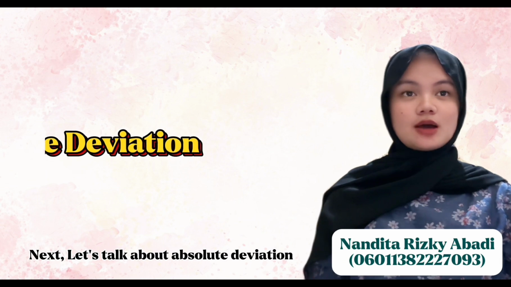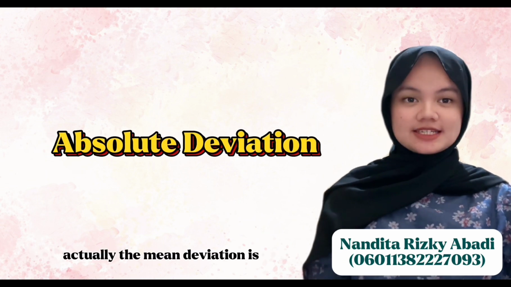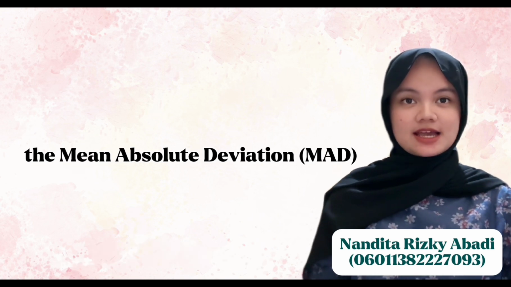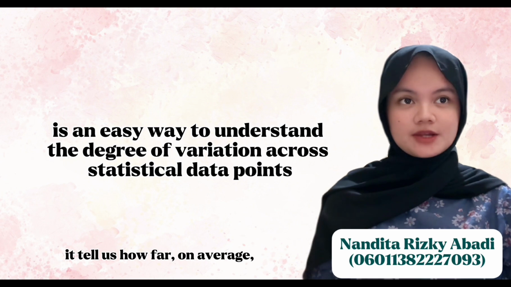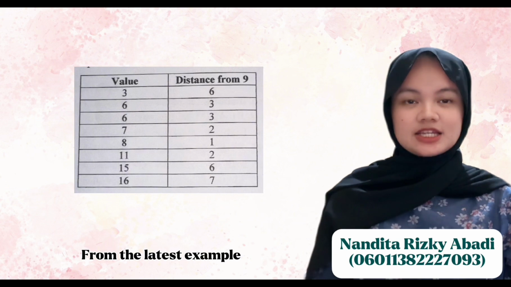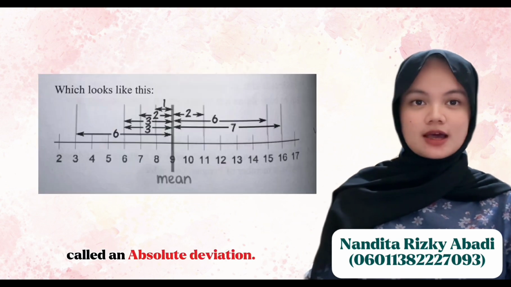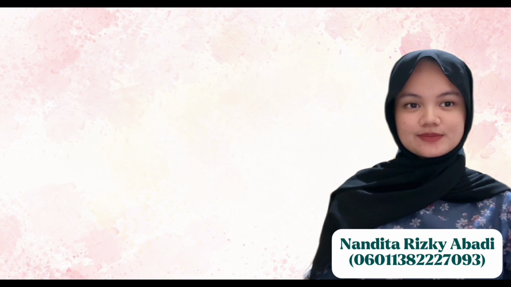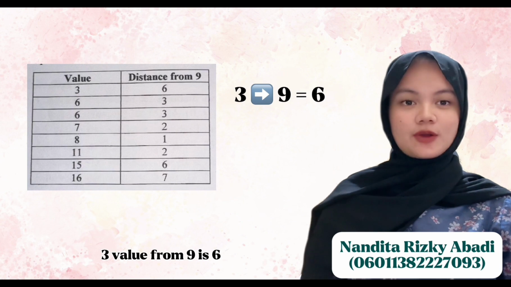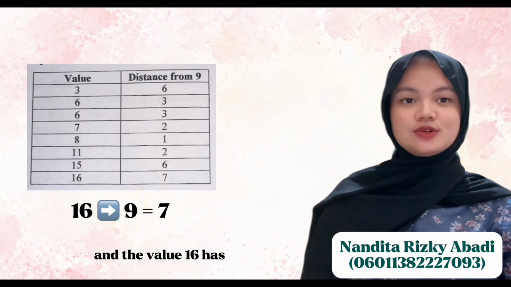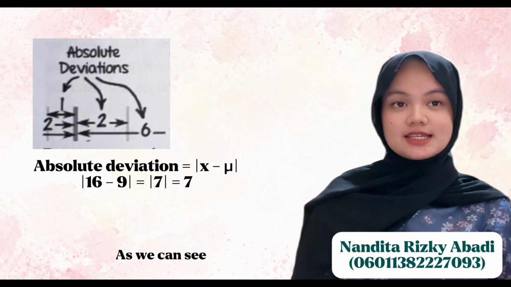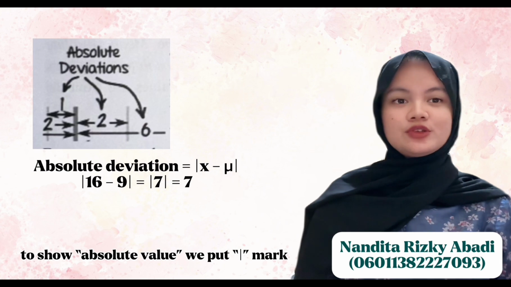Next, let's talk about absolute deviation. Actually, the mean deviation is sometimes called the mean absolute deviation or MAD. It tells us how far, on average, all values are from the middle. From the latest example, each distance we calculated is called an absolute deviation. For example, the absolute deviation of the value 3 from 9 is 6, and the value 16 has absolute deviation 7. As we can see, to show absolute value, we put bar marks.